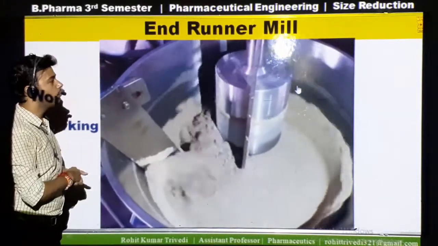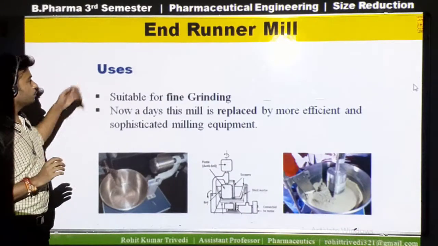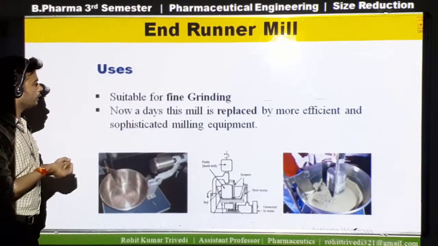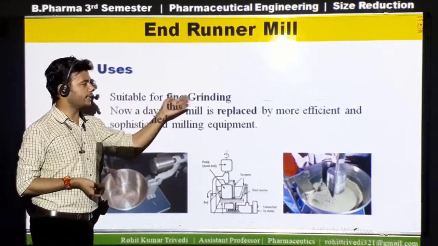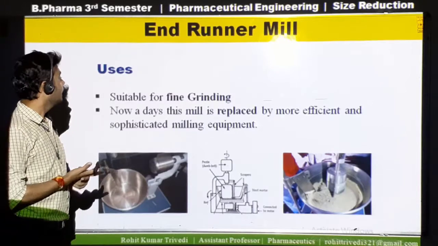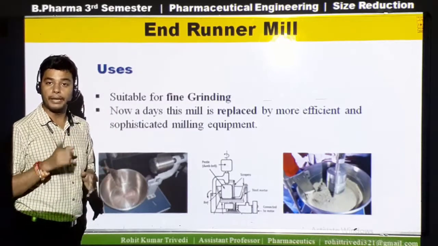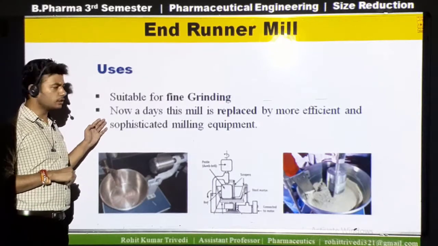Okay, now let's move towards the uses of the end runner mill. The basic use of the end runner mill is that it is suitable for fine grinding. If you want to have fine, powdered material, this machinery is suitable. But you are required to remember one thing: it is a conventional method or conventional machine.